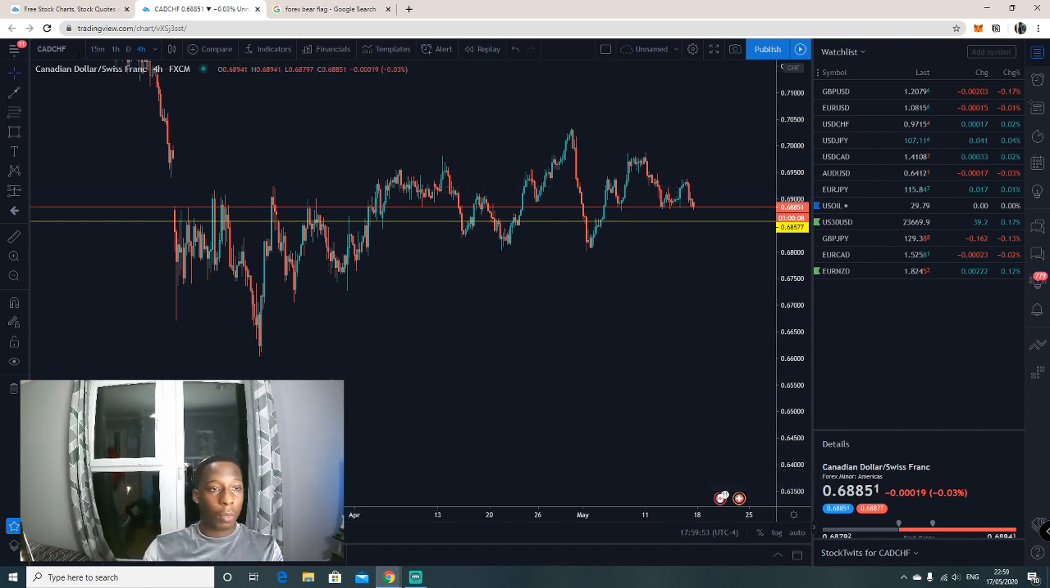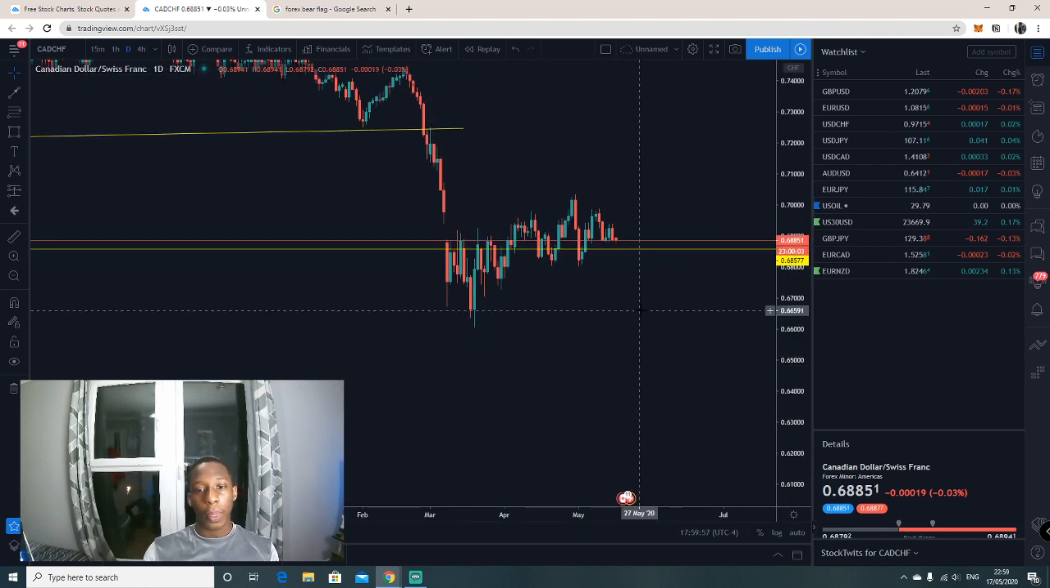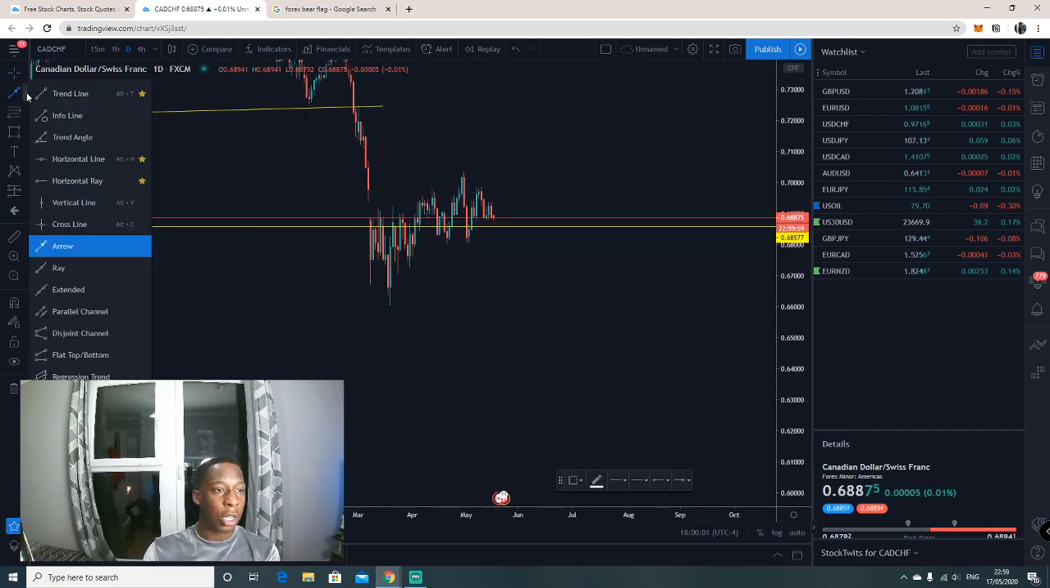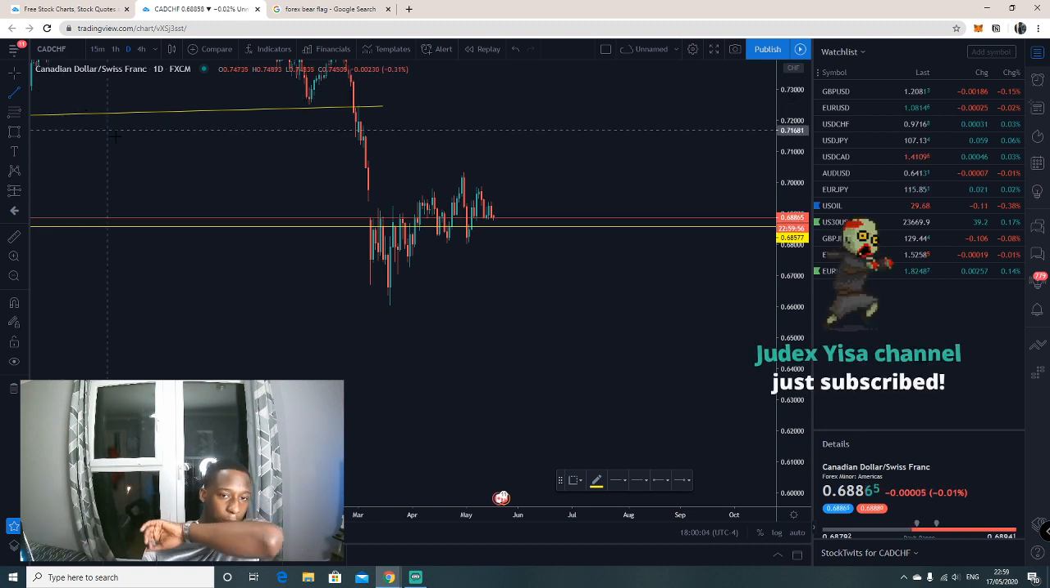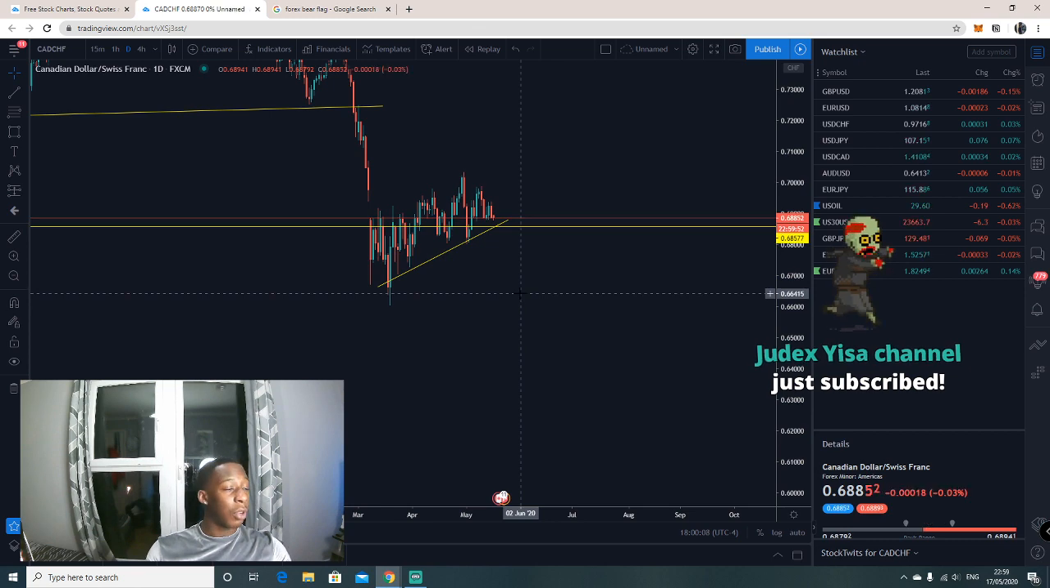Alright. Always start from the daily or the higher time frame. Just from this trend, I know that I'm looking for longs. So what I'll do is get my trend line out.